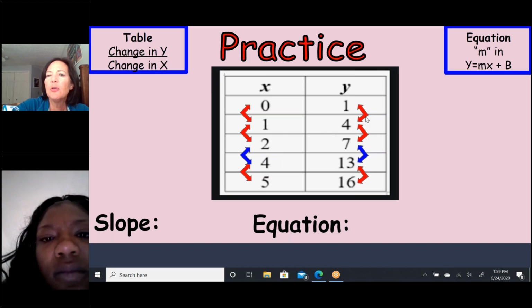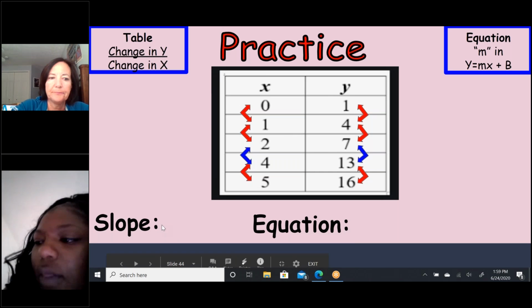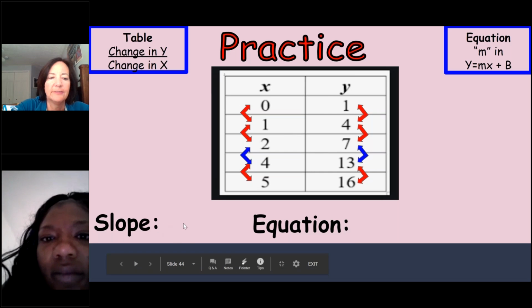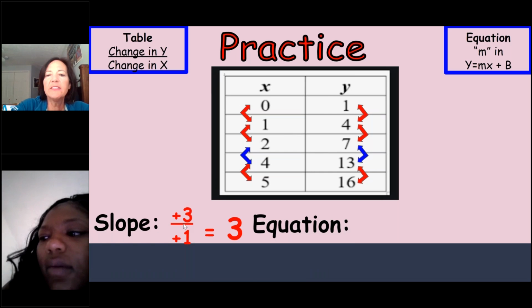The top of the table, the change in y was 3 divided by the change in x of 1. So the top of the table, slope is 3. The strange part, the change in y was 6 divided by the change in x of 2. Slope is still 3. So what's our slope for this whole table, Taylisha? 3. It is 3. So what's our equation?